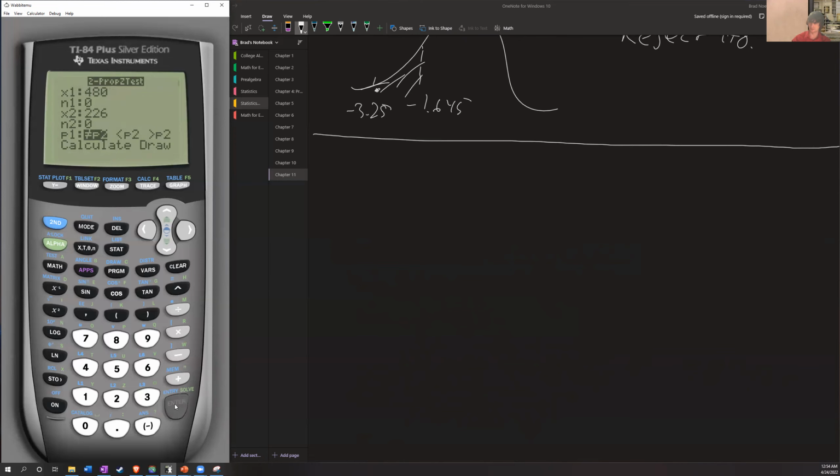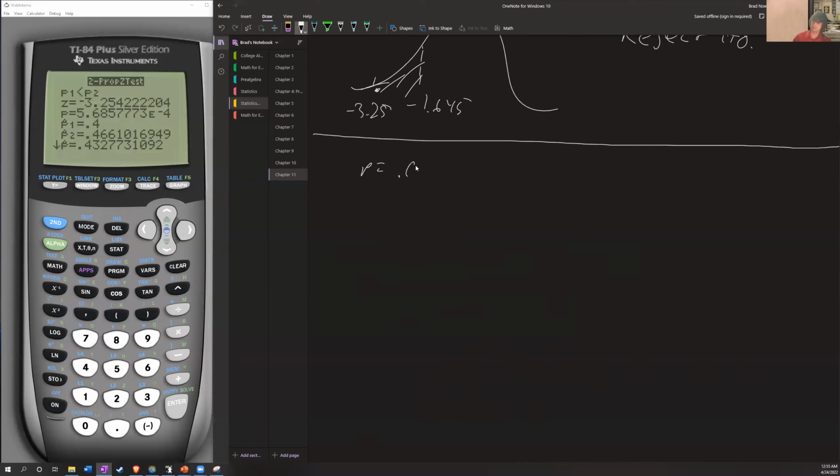480, 1200, 550, 1180. Note that it's P1 is less than P2. Take a look. P equals 0.00056 and so on. So this number here is much, much less than 0.05. So again, we would reject our null hypothesis.